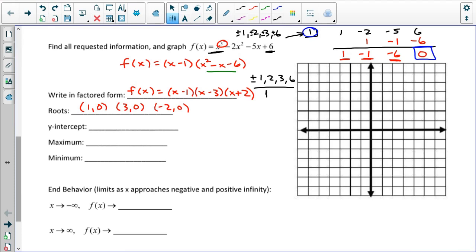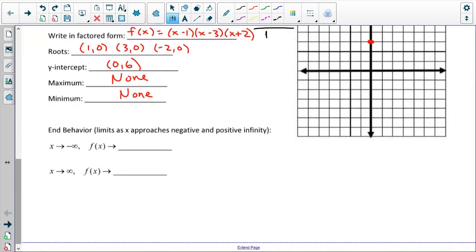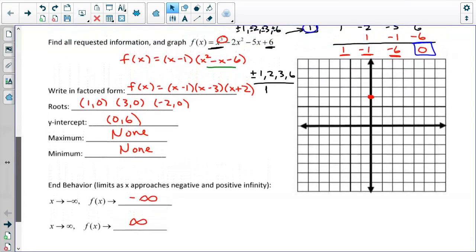All of them are single roots, so they cross everywhere. My y-intercept is at (0, 6). I'll make this point (0, 6). I'll go up by 2s, I guess. And then I'm not going to have a minimum or a maximum because, once again, this is an odd degree, so that means they're going to go in opposite directions. And since the leading coefficient was positive, as x approaches -infinity, the function goes to -infinity, and as x approaches infinity, the function goes to infinity.